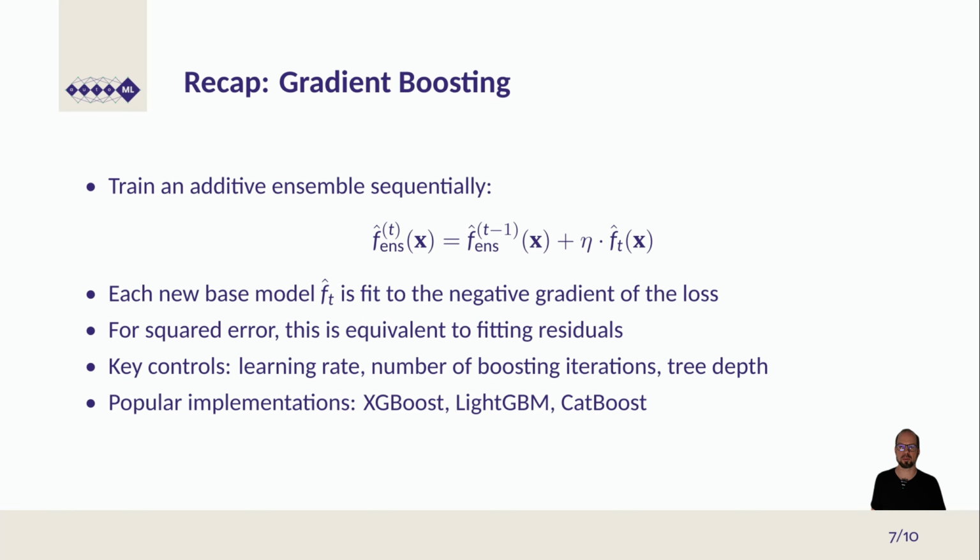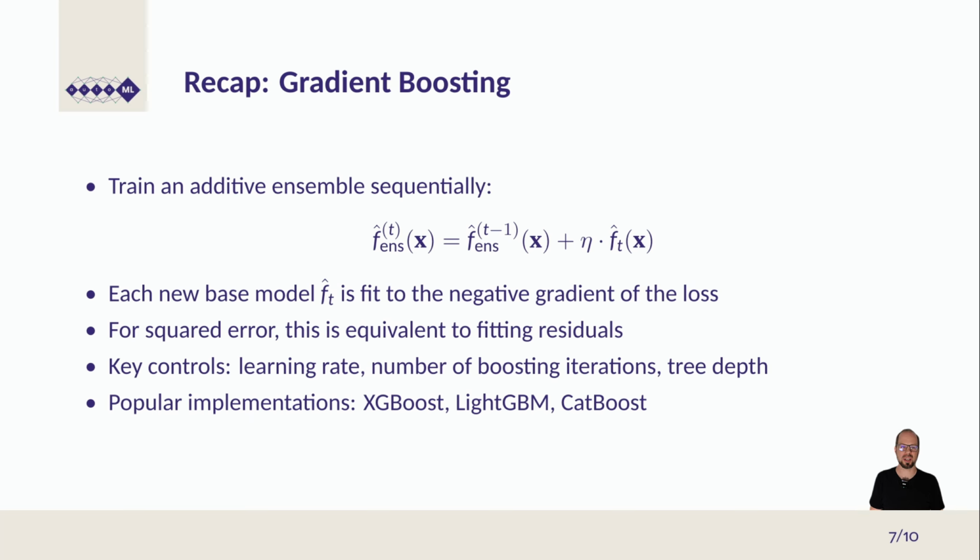Another method that you should be familiar with is gradient boosting. In gradient boosting, we train an additive ensemble. This means every model works on the output of the previous model, so we build a stack of models, and each new base model is fit to the negative gradient of the loss of the previous model. So we try to correct the output of the previous stack of models with a new model that we add on top. And for squared error, this is very convenient. This is equivalent to fitting the residuals, so the differences between the actual function value and our prediction at the current modeling stage.